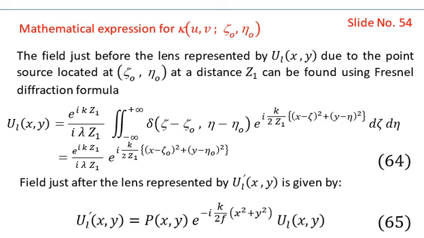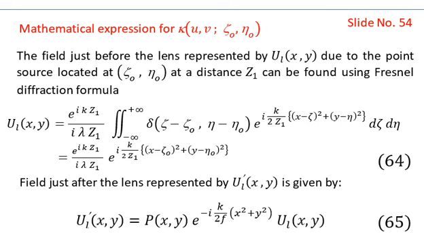So this is given by equation number 64. The field just before the lens, represented by ul of x comma y, due to the point source located at zeta naught and eta naught at a distance z1, can be found using the Fresnel diffraction formula, which is given. You know that in the Fresnel diffraction formula we have the distance z1 there. It means that we are calculating the field after a distance z1, and you know that the input field is delta of zeta minus zeta naught comma eta minus eta naught. This is our input field, and the rest of the quantities are the expressions available in the Fresnel integral formula.